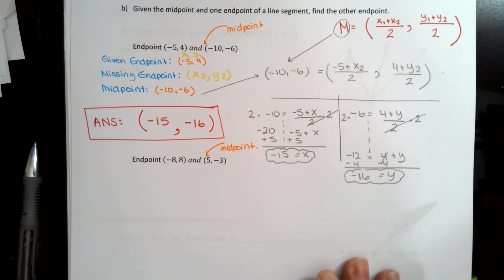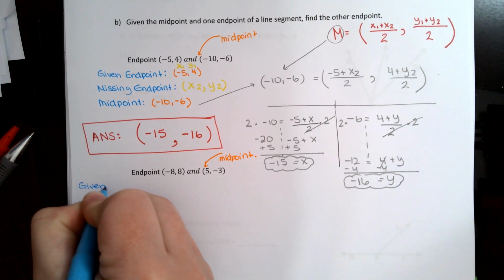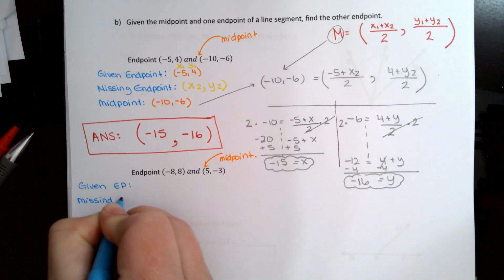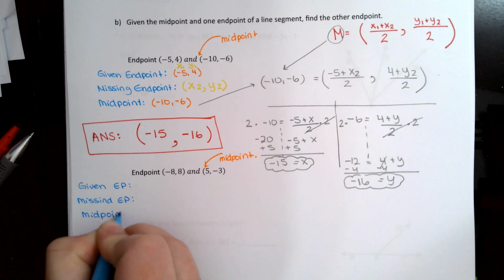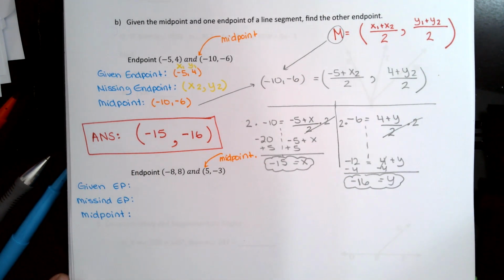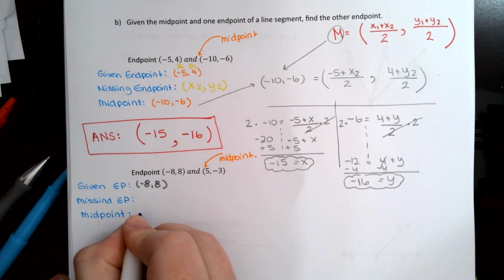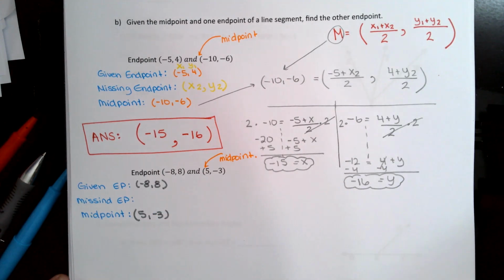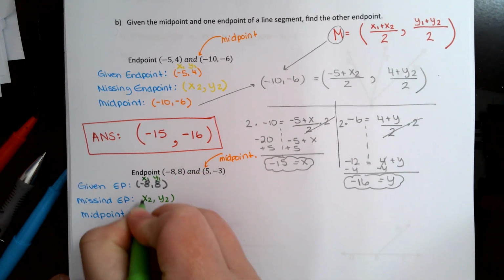Okay, let's go again. Let's start with writing out the three: we've got given endpoint, we've got missing endpoint, and we've got our midpoint. Again, our given endpoint here is -8, comma 8. Our midpoint is going to be 5, comma -3. And we have to label our points here: x1, y1, and x2, y2 for your missing endpoint.